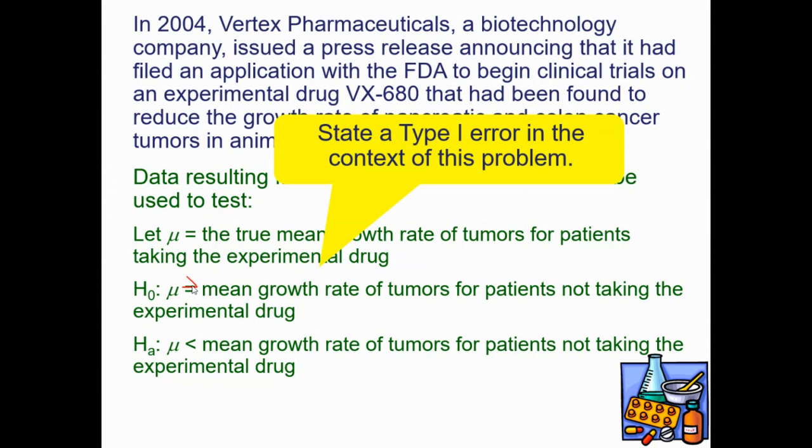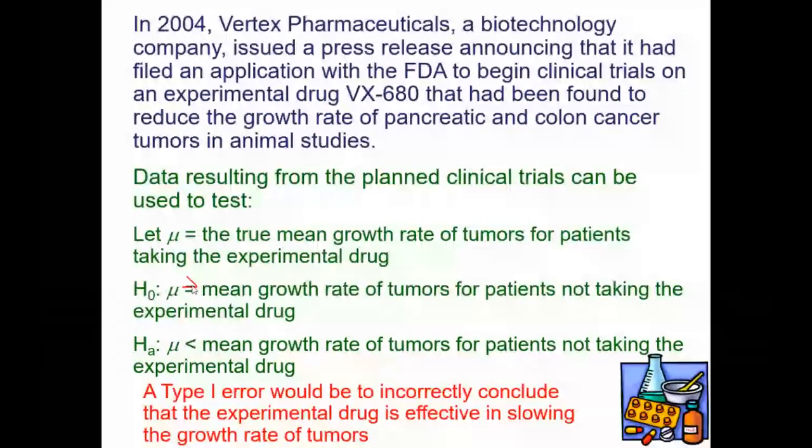Okay, so what would a type 1 error be in the case of this problem? He says that the mean growth rate is less while taking the medicine, but it's not. That's right. So a type 1 error would be to incorrectly conclude that the experimental drug is effective when really it's not.